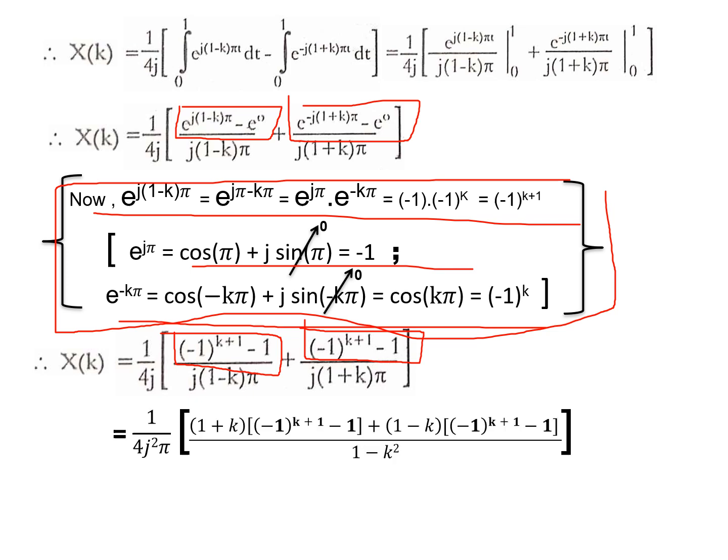Now, next step, I'm taking j outside. When I take j outside, it becomes j square. I'm also taking pi outside because j and pi are the two common things. Now it becomes 1 upon 4 j square pi. You know j square is -1. Now I am taking the LCM, combining these two terms. When I take the LCM, it is 1 square minus k square, or 1 minus k square, then cross multiplying. I'm simplifying this. It's a mathematical step.